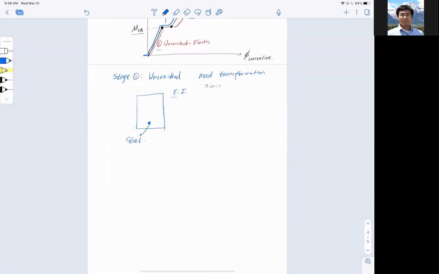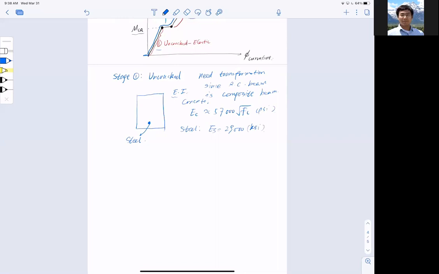Because an RC beam is a composite beam. In your mechanics of materials class, you should have learned that this is composite: two materials mixed together, right? And because it is composite, EC, which is the modulus of concrete, is roughly equal to 57,000 square root f'c, in PSI, right? And steel, ES, is about 29,000 KSI.